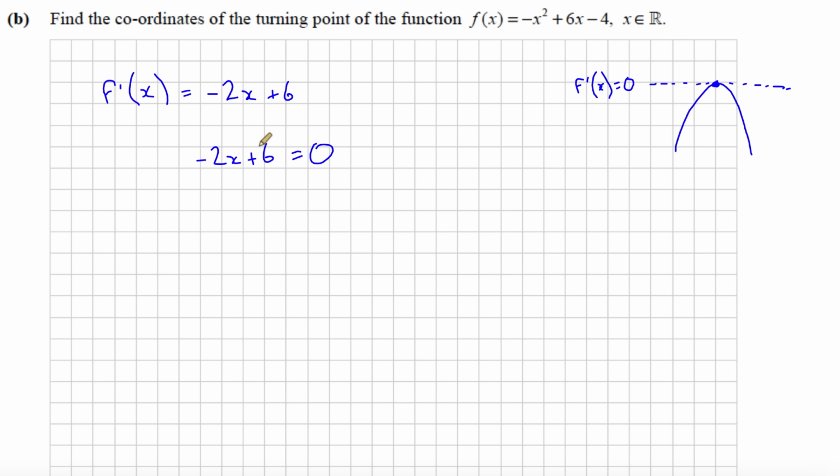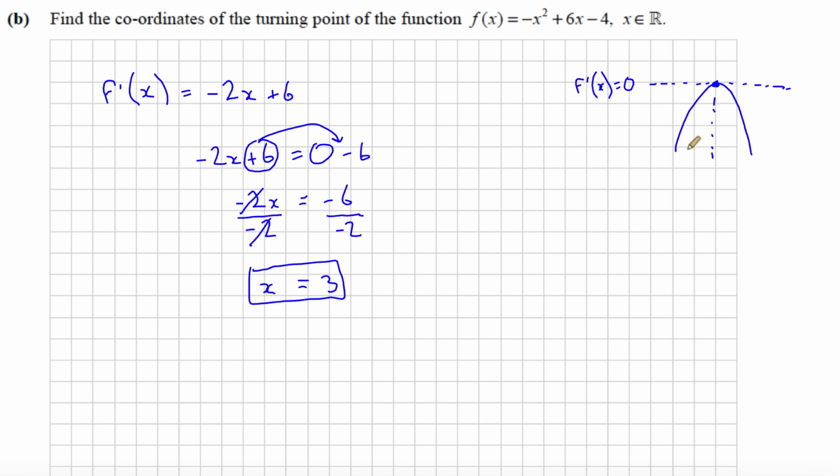So we can bring the positive 6 over, here it becomes a negative. So you have minus 2x is equal to minus 6, and then we can divide both sides by the number in front of x, divide by minus 2 on this side and minus 2 on this side. Here when we do that, the minus 2 is cancelled, leaving x, that's why we divided by minus 2. And on the right we have minus 6 divided by minus 2, which is 3. So the x coordinate of this point is going to be 3. If this is the x-axis, that point there is going to be 3.